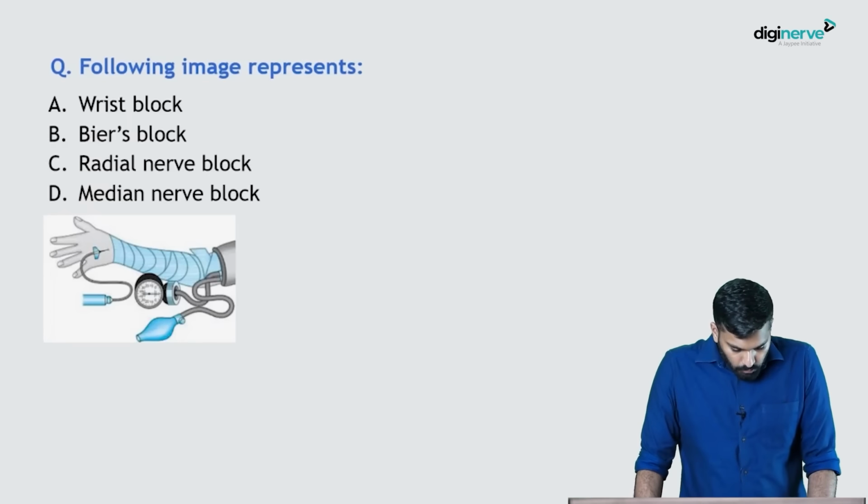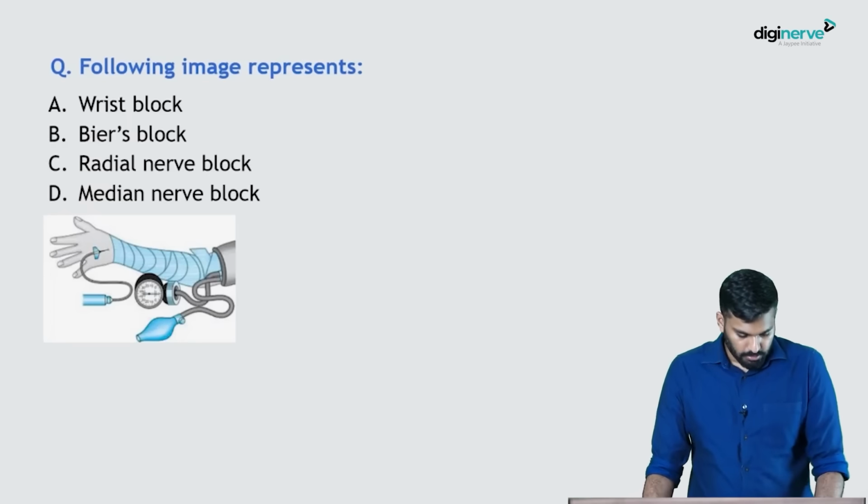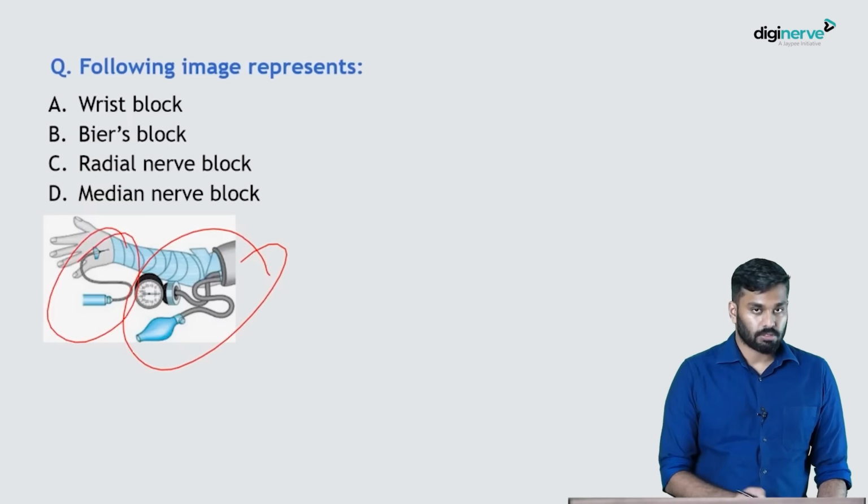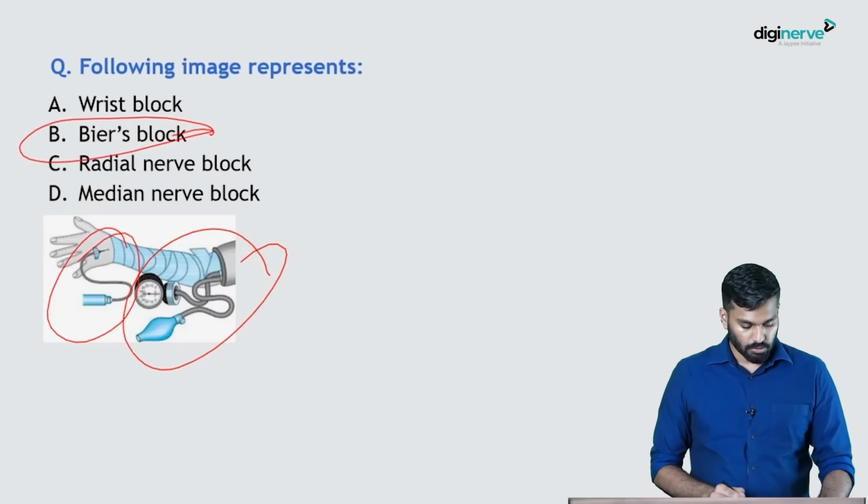So next question is, following image represents. Okay, so basically it's a tourniquet. You can see a tourniquet and you can see an IV line. So this is definitely the Bier block.